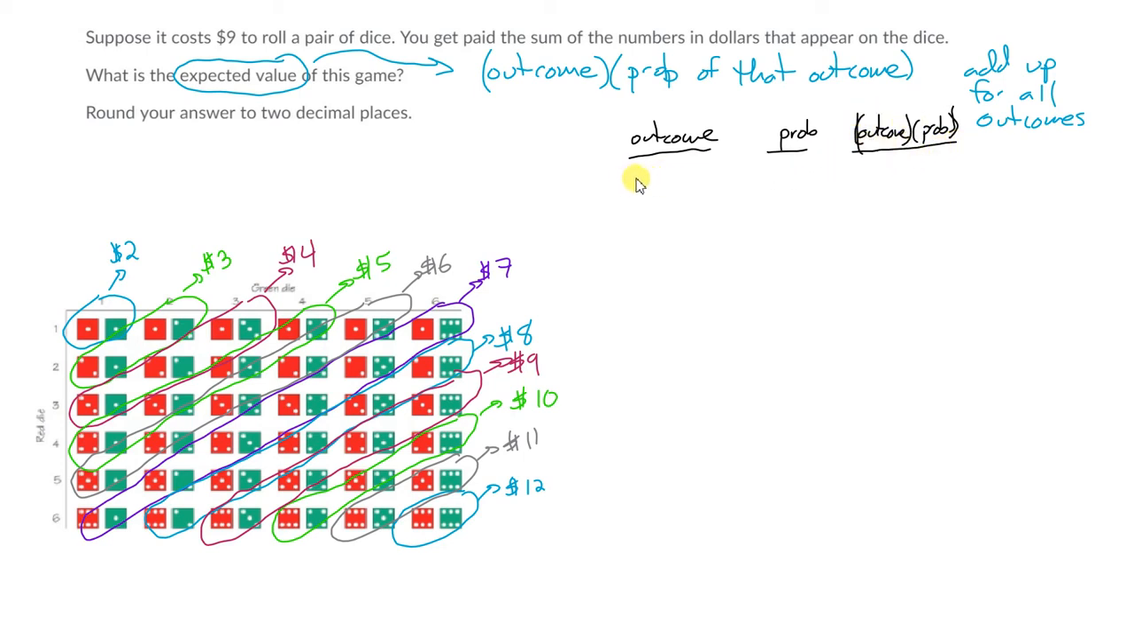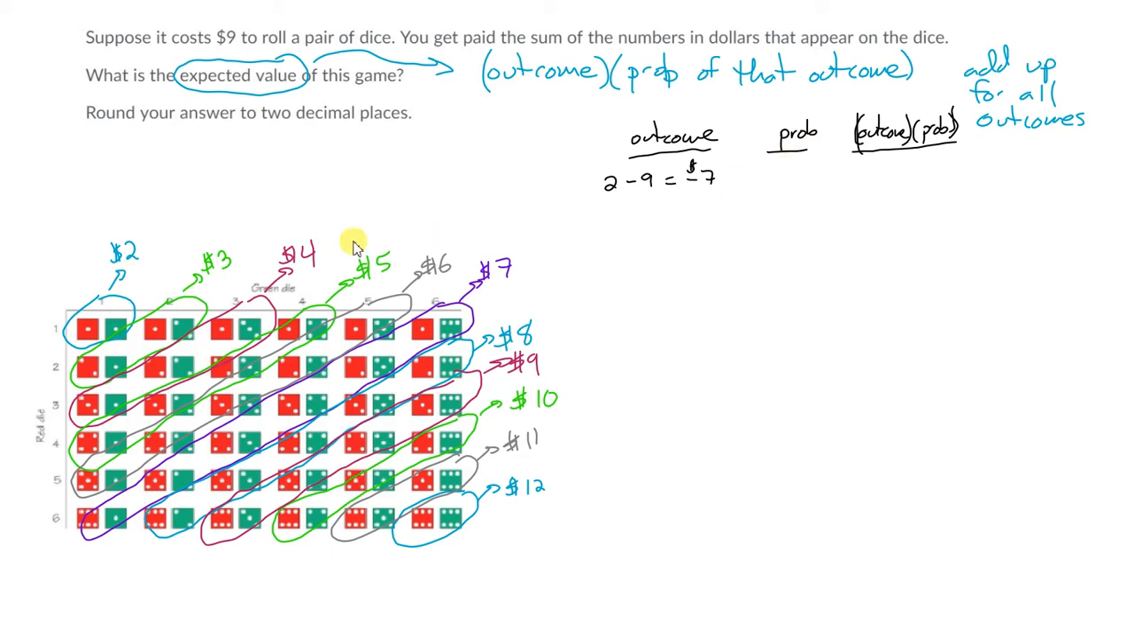Now, my first outcome is 2 as my winnings minus a pay-in of 9, because you have to pay 9, which is actually negative $7. So if you roll so-called snake eyes, 1 and 1, you're going to win $2 in the game, but you paid $9 to play the game. So you're actually losing 7.